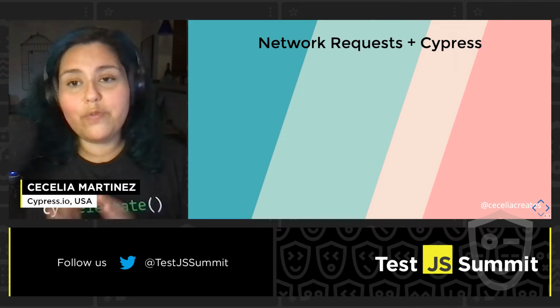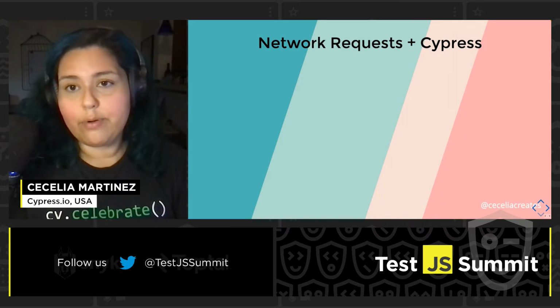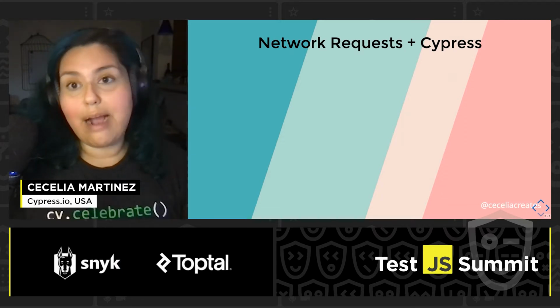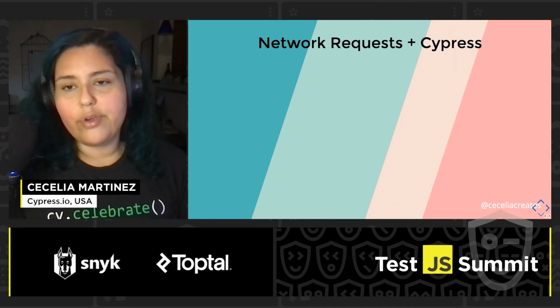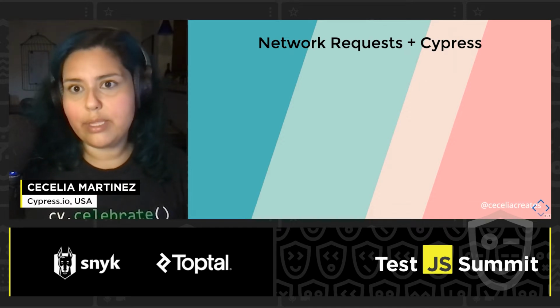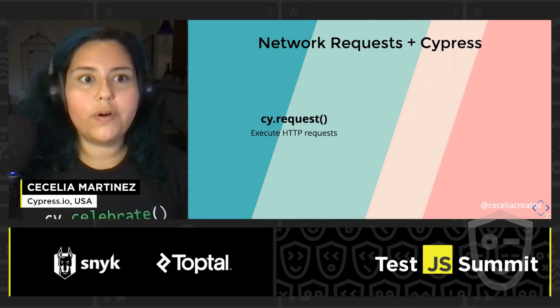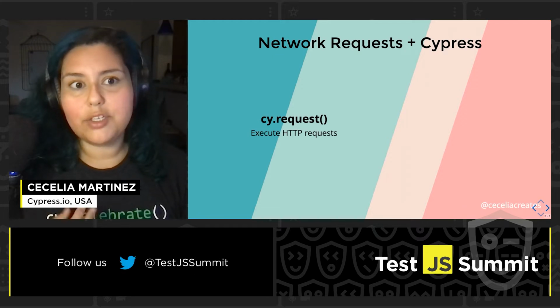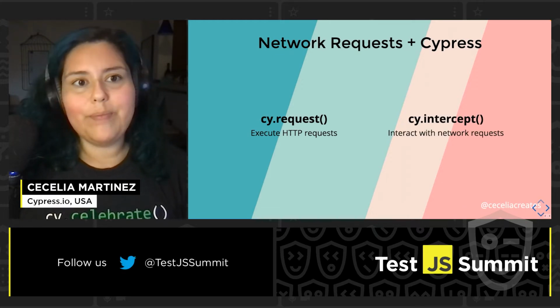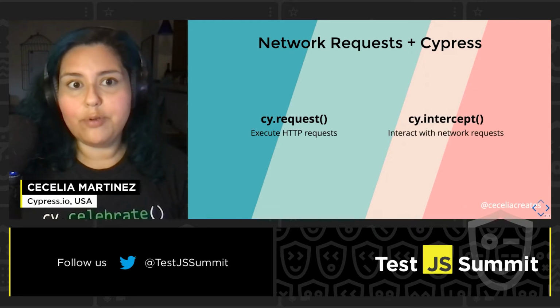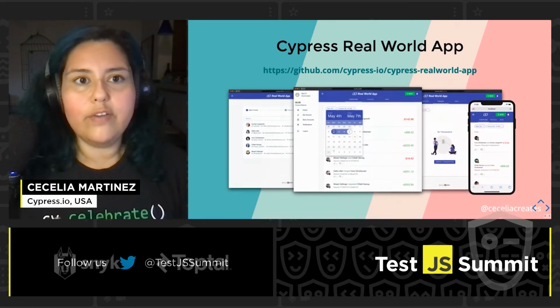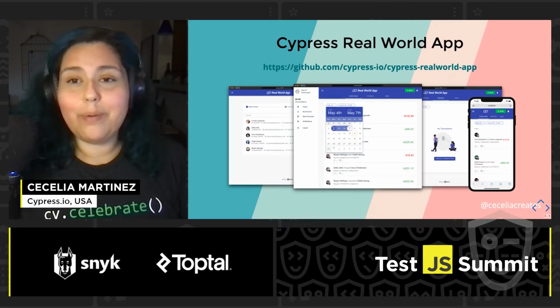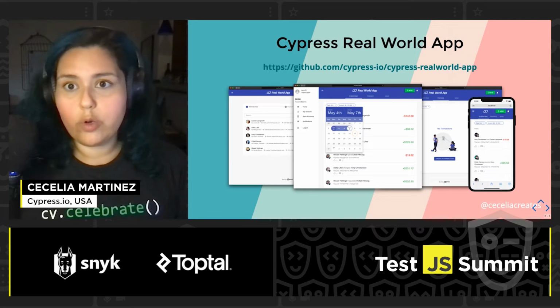In addition to viewing network requests within the Cypress test runner, you can also interact with them. We're going to be talking about two commands today that allow you to work with network requests within your Cypress tests. The first is cy.request, which executes HTTP requests, and the second is cy.intercept, which allows you to interact with network requests. For demonstration purposes today, I'll be using some code from the Cypress Real-World app.